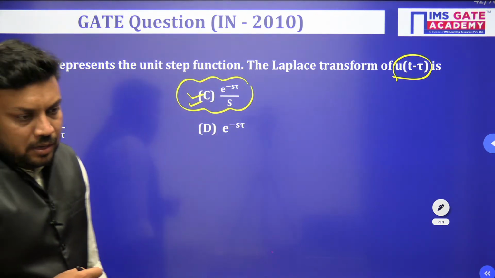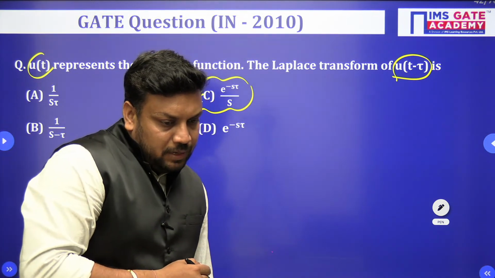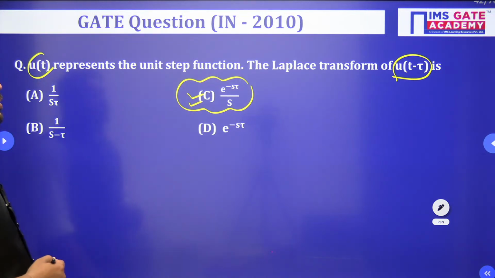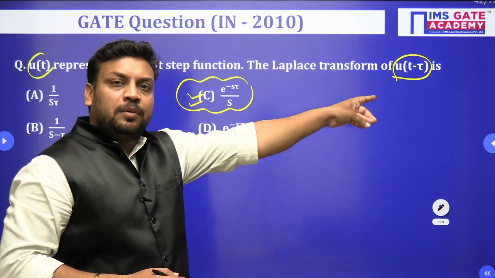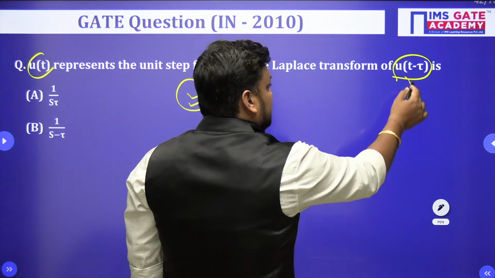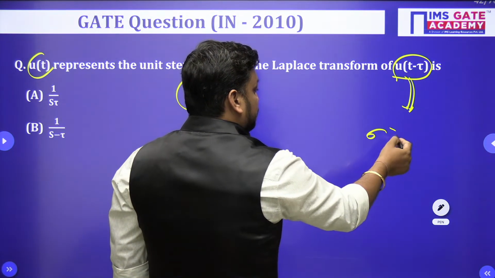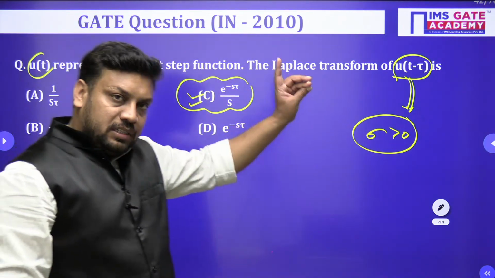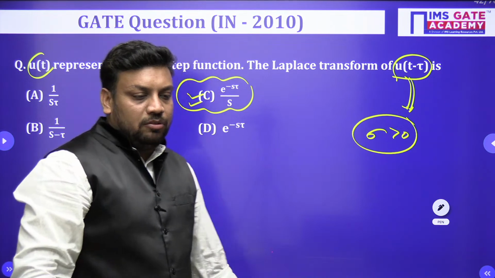Correct answer is CSK. All of you guys just do reply, yes or no? Yes or no, simple. Is it a time shifting property? Is it a time shifting property? And even if the examiner will ask about the ROC, its ROC is nothing but sigma greater than 0. Its ROC is nothing but sigma greater than 0. What do you say? Yes.